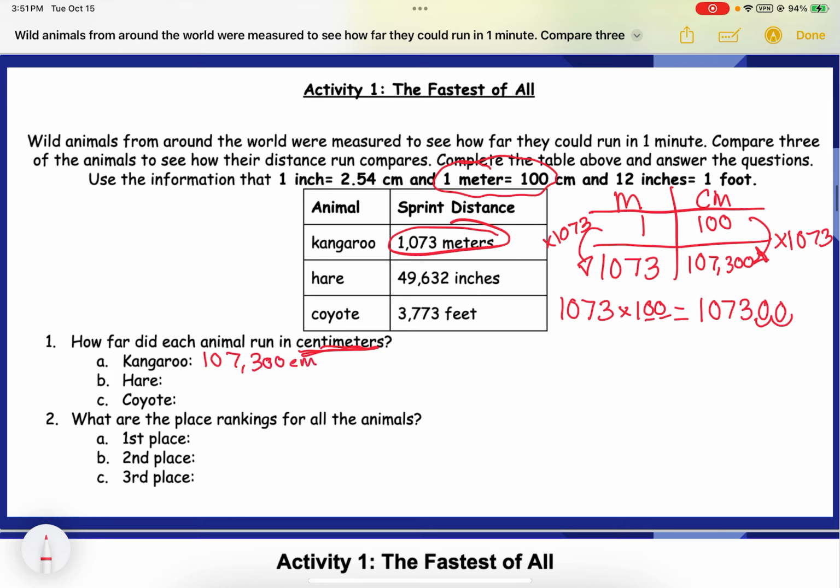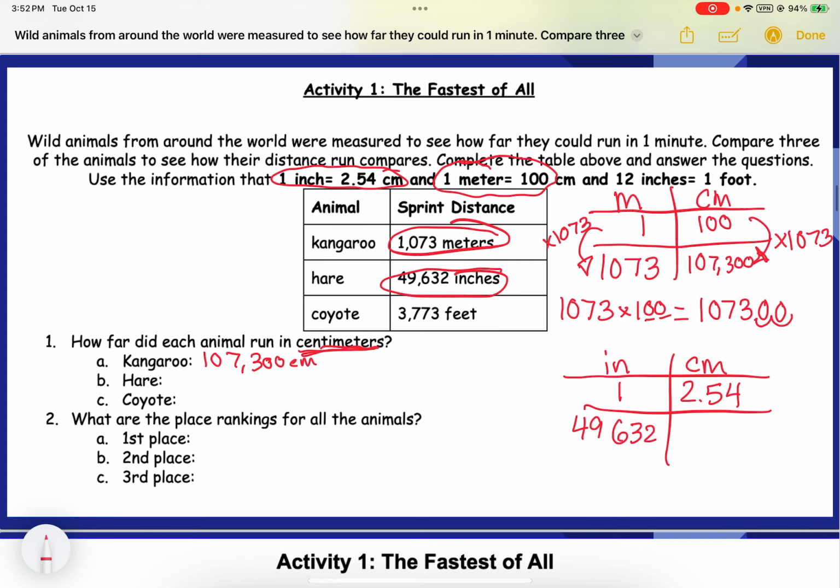Now I'm gonna look at the hare. The hare's distance is given in inches, and we want to convert the inches to centimeters. So I'm going to use this ratio or rate. I'm going to say inches and centimeters. If I know 1 inch is 2.54 centimeters, I'm going to see how much 49,632 inches is. So I know 1 times 49,632 is that number. So I'm going to multiply 2.54 times 49,632. And that will give me the number of centimeters.